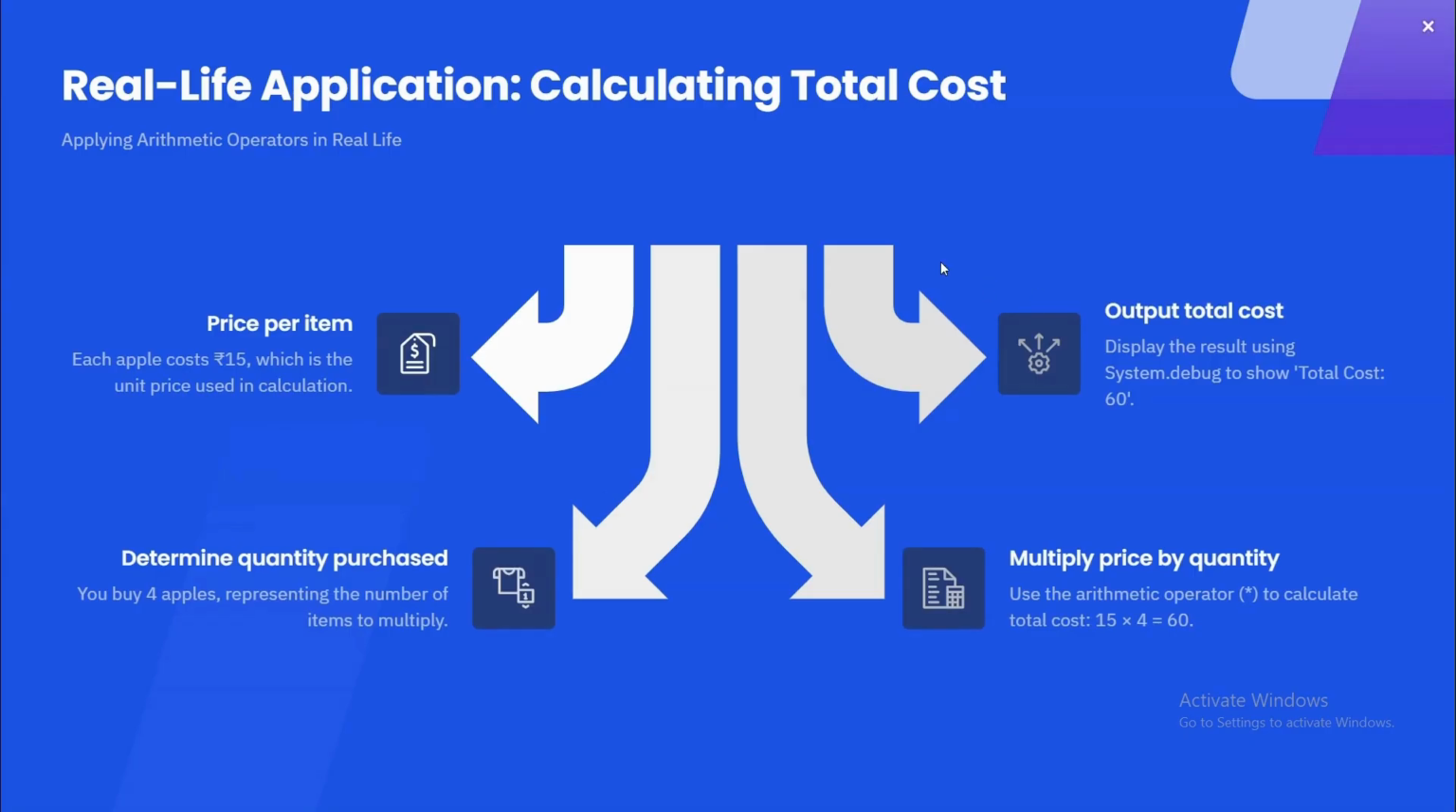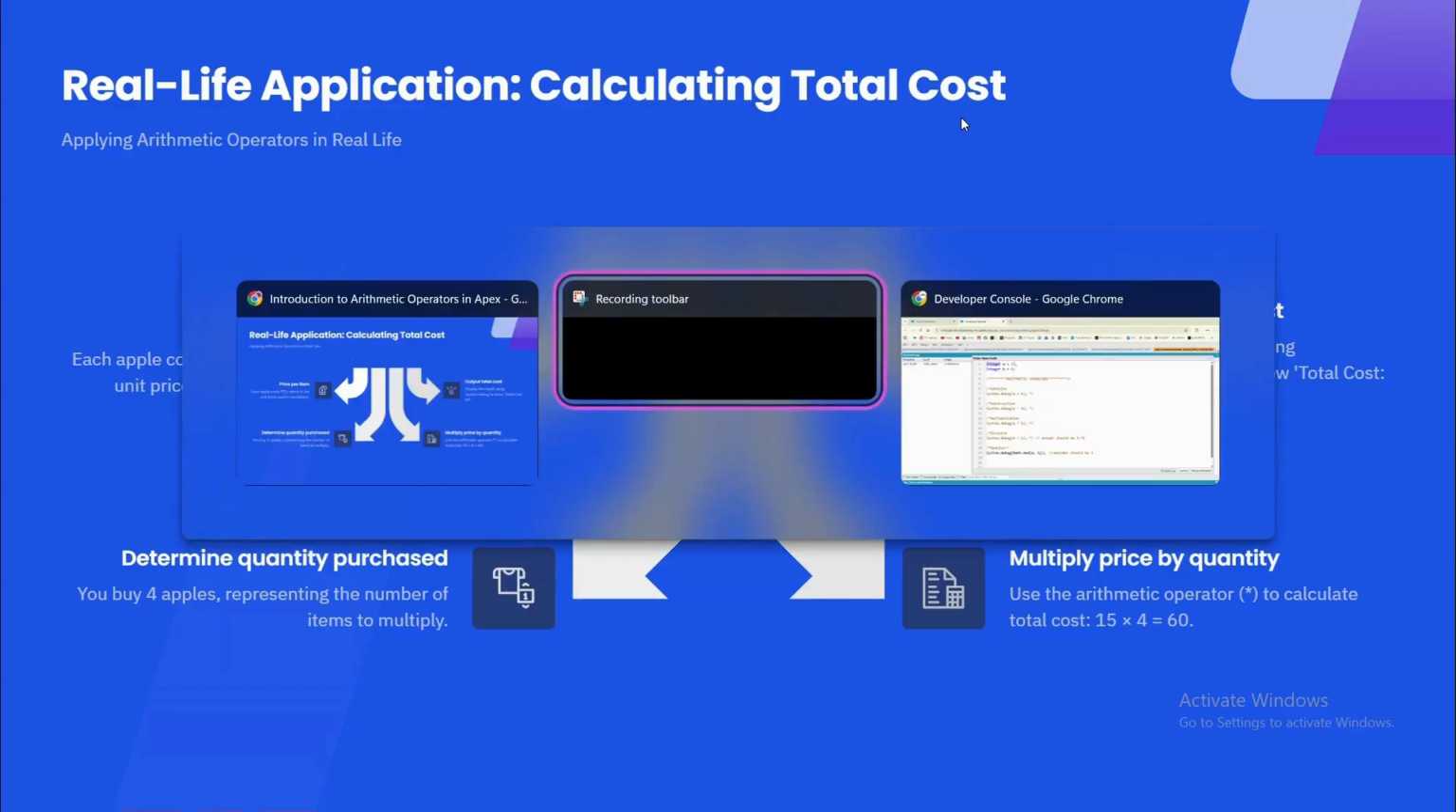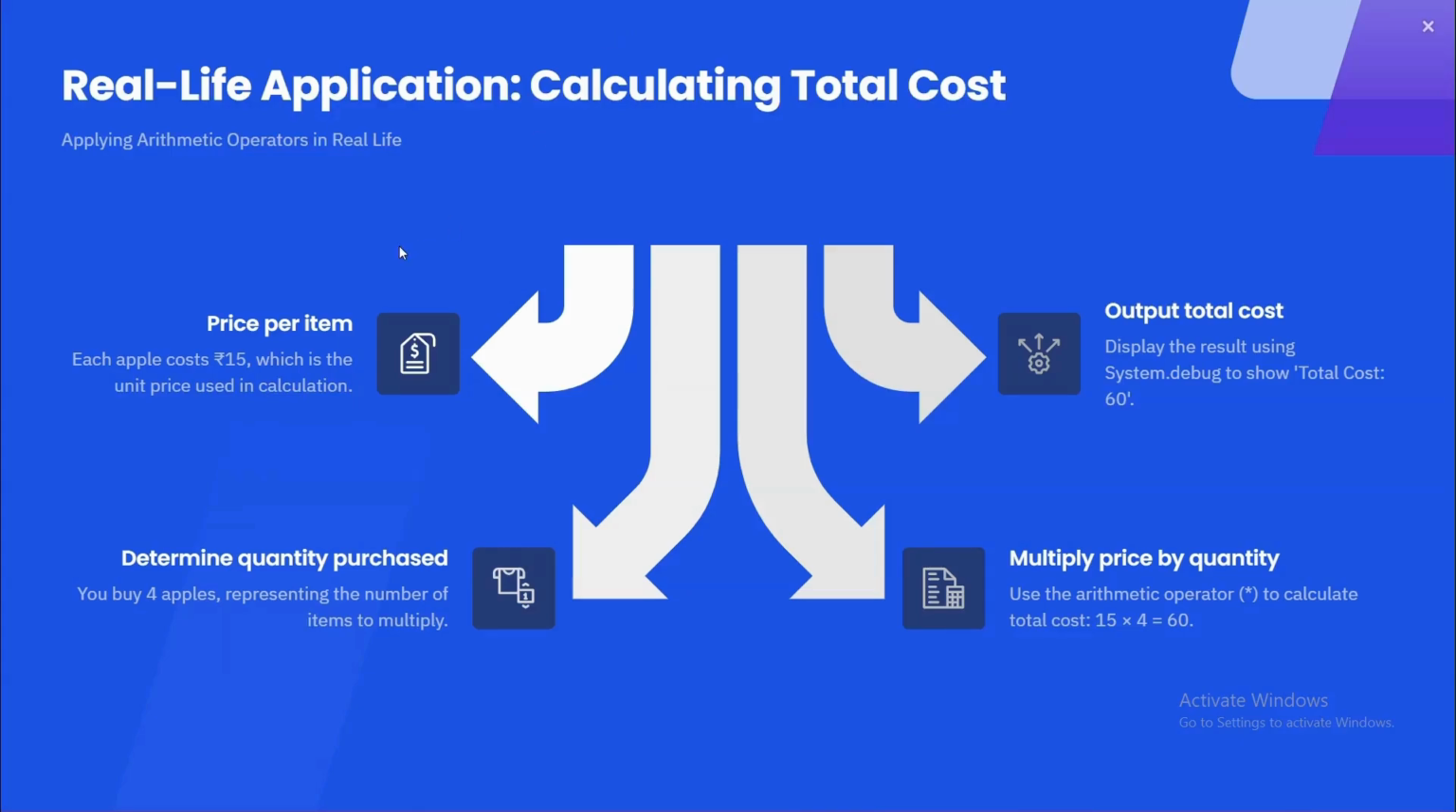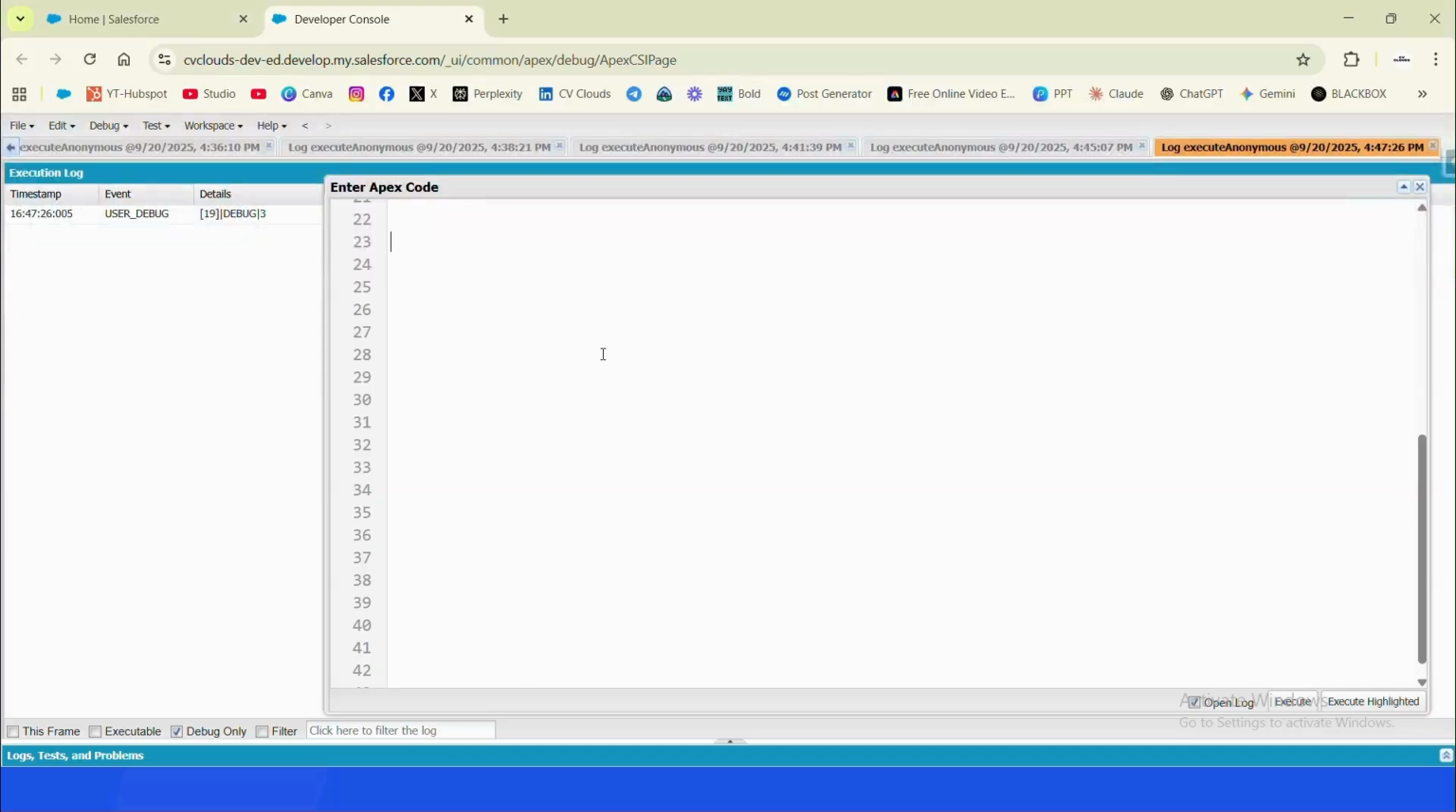Real life application: calculating total cost. This is the real life application where we are calculating the total cost. Let me go to the developer console. In this example, we are applying arithmetic operators in real life. Price per item, what does that mean? Each apple costs 15, which is the unit price used in calculation. So we need a variable, unit price, which is an integer variable. Integer unitPrice equals 15.